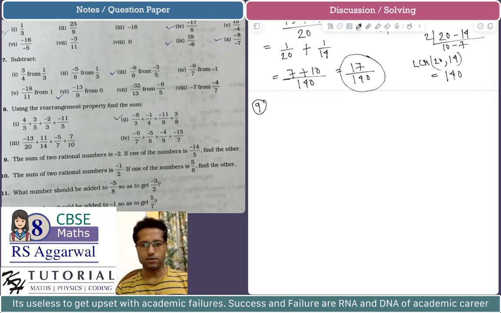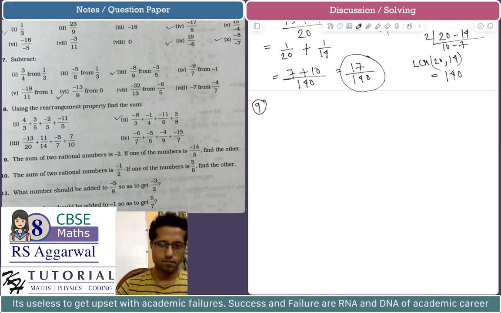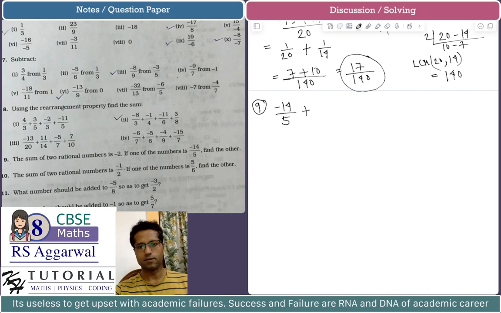So the sum of two rational numbers is given, and one rational number is given to be minus 14 by 5. We will assume the other rational number as x. In books, in this kind of word problem where an unknown rational number is to be computed, it is assumed in the form p by q or a by b, but it does not really matter. It could be a nice convention to assume the rational number p by q, because p by q is a form of a rational number.